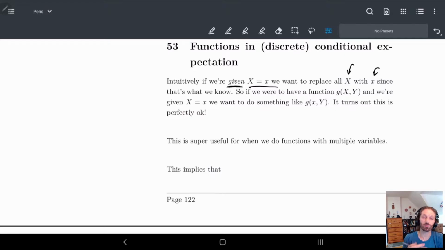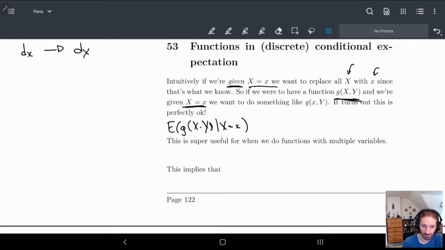We kind of saw this before in a reverse setting, right? Remember when we saw dx and I made this become dx when I was looking at expectation? A very similar thing is going to happen in this world. Basically, what happens if we have some function g of X, Y, and we're given X is equal to x? It turns out this is perfectly okay. So what we want is g of X, Y, where this is a big Y, not a little y, given X is equal to x.